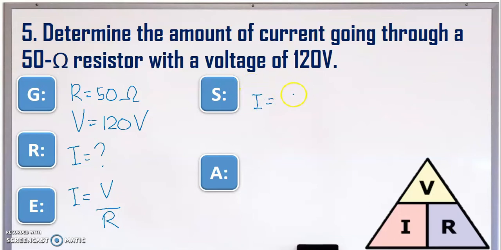In the solution part, we just have to substitute the values, wherein the voltage is 120 volts and the resistance is 50 ohms. Dividing 120 and 50, we'll get the value of the current, which is 2.4 amperes.